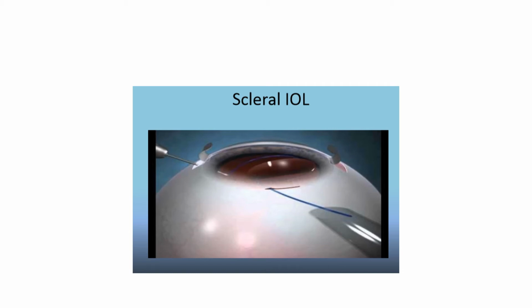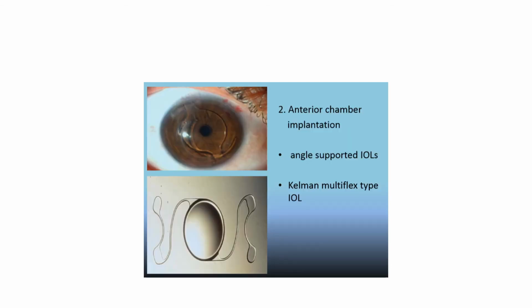So till now there are three types of placement of IOL in the posterior chamber. One was ciliary sulcus fixated IOL, second was lens in the bag, and third is the scleral fixated IOL. The second type of lens placement is in the anterior chamber. Here, the angles are used to support the IOL. The picture shown here is a Kelman Multiflex type of IOL which is resting on the iris, and the haptics are in the angle. These are not used anymore because there is a high incidence of bullous keratopathy in cases of AC IOL.